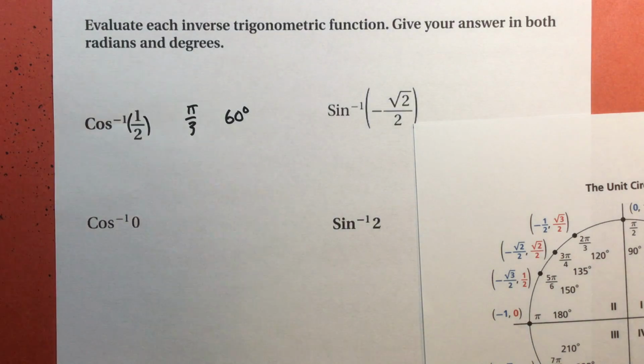Sometimes after stressing so much about you only get one answer because it's a function, some students will ask, but you gave me two answers. I didn't. Those are the same. It's just two different ways of saying it. Okay? It's the same answer. It's just one's in radians and one's in degrees.